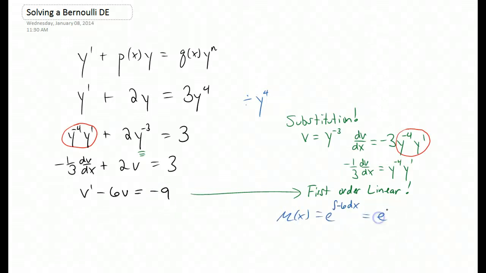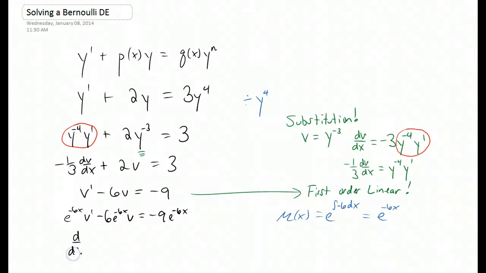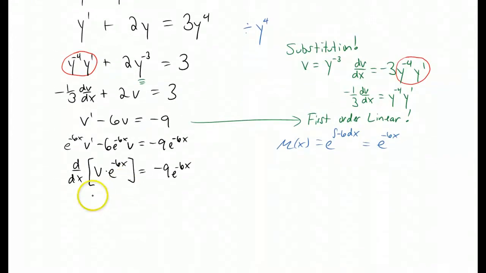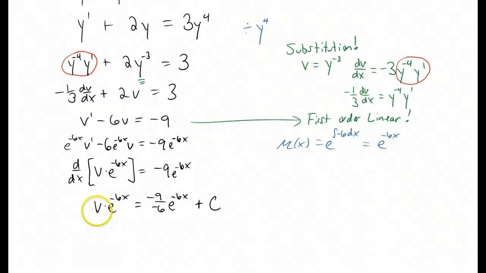That's going to give us an integrating factor of e to the negative 6x. We're going to multiply this integrating factor through the entire differential equation. The left-hand side of the equation becomes a product rule. We integrate both sides. And we simplify and solve for our dependent variable, which now, after our substitution, is v.